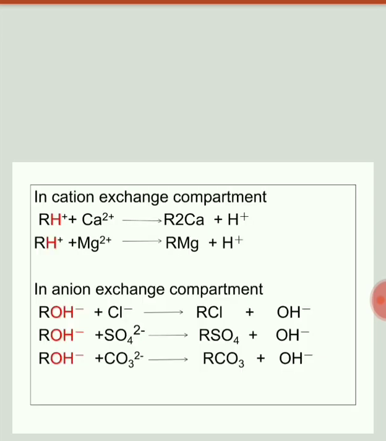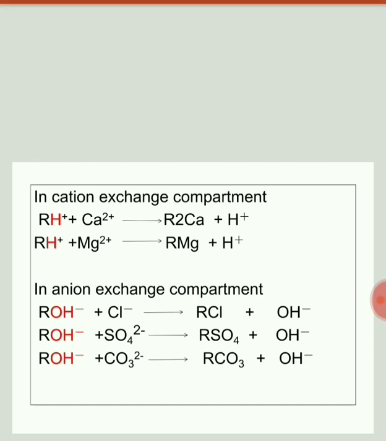Let's see what happens, the reaction. Cation exchange resins are represented as RH+. H+ is the replaceable group. Cations are calcium and magnesium. Hard water containing calcium and magnesium comes in contact with ion exchange resin, that is RH+. So H+ has to be replaced by Ca2+.